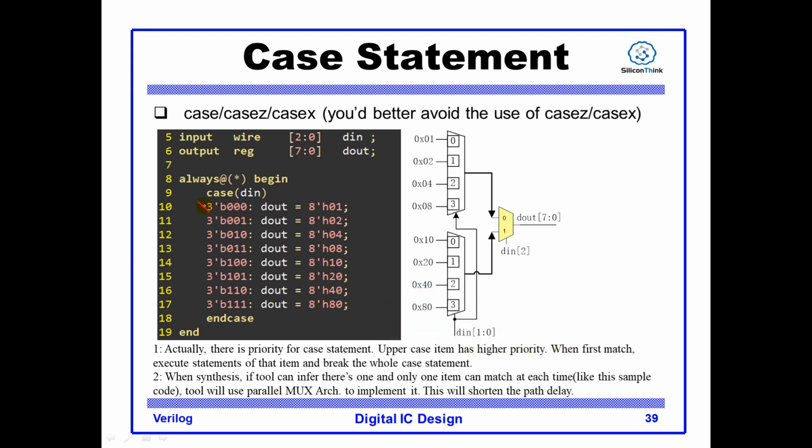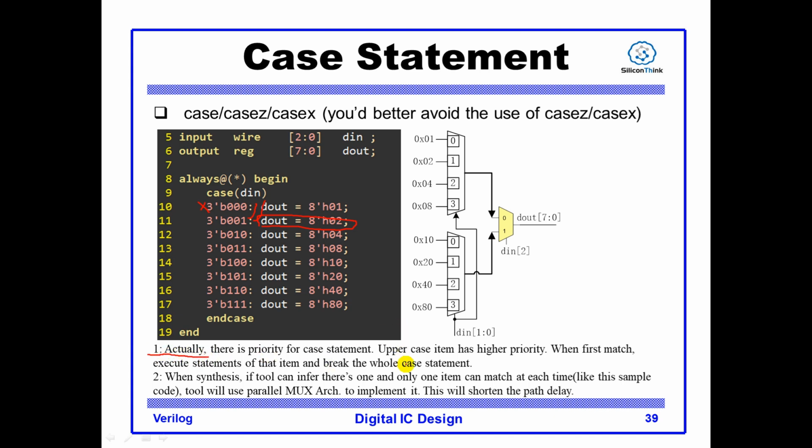So if this item doesn't match, then it will use the second item to compare with D in. If it matches, it will execute this statement here and break the whole case statement. So from the view of Verilog syntax, the compare of match items is prioritized. Okay, so you have to note that.